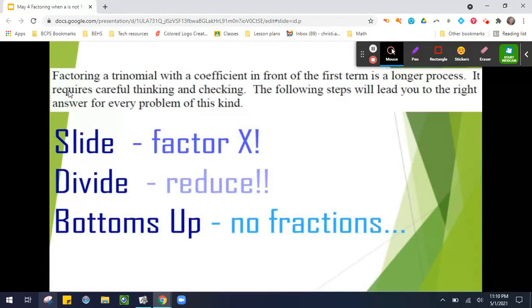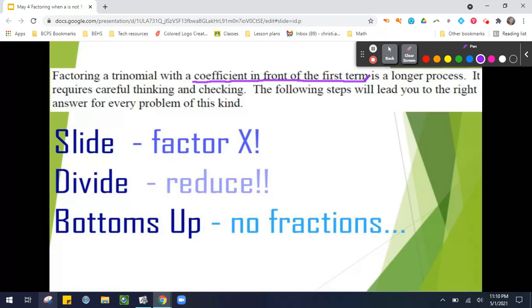So there's a lot of information on this page. So I'm going to read this top to you. Factoring a trinomial with a coefficient in front of the first term is a longer process, longer than what you practice with the factor X. It requires careful thinking and checking. The following steps will lead you to the right answer for every problem of this kind. So if you have a coefficient in front of the first term, and that coefficient is not a 1, you're going to use this longer process, and it works every time.